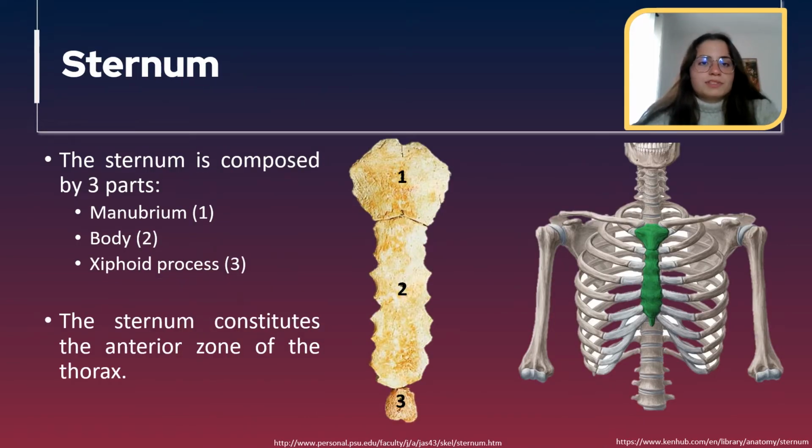The sternum is composed of 3 parts, the manubrium, this part, the body, which is this part here, and then the xiphoid process, which is this little part in here. The sternum constitutes the anterior zone of our thorax, as you can see here in this image, and it articulates with the ribs, which are here, and the clavicle in here.